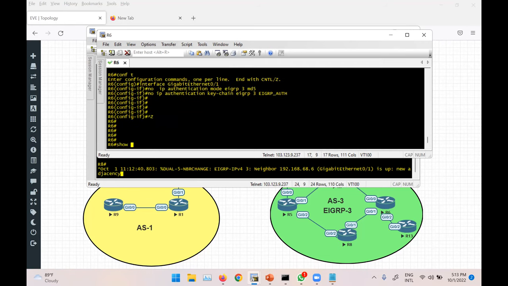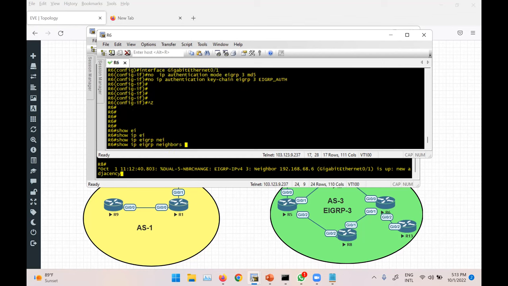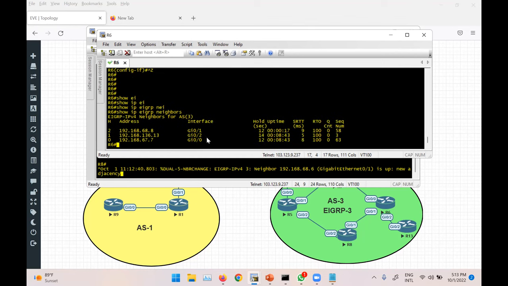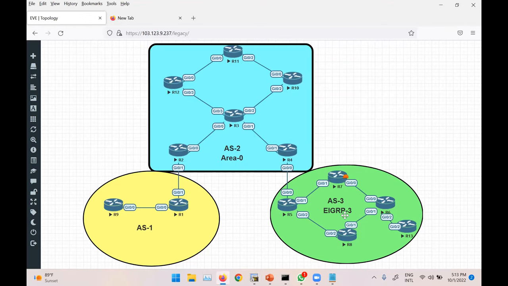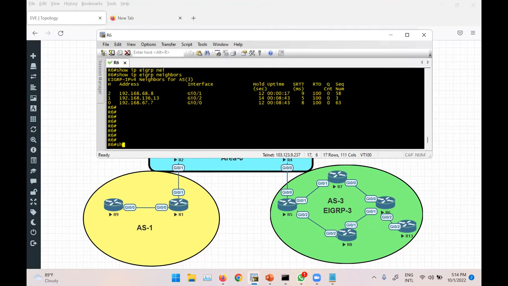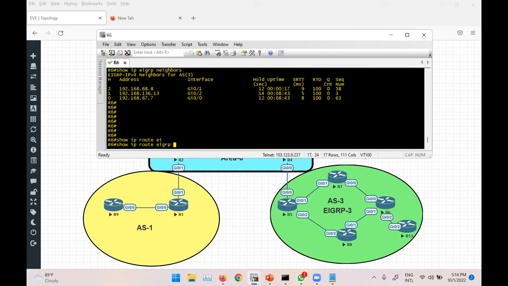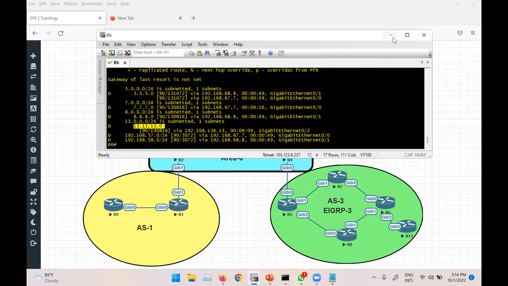So now if you see the EIGRP neighborship, show IP EIGRP neighborship, now we'll see the three neighbors. One is R13, one is R8, one is R7. That is the neighbor and it's okay right now. So what we'll have right now in R6 is four loopbacks: R5, R7, R8, R13 loopbacks. Let's check on R6. First check on R6, show IP route EIGRP. So you are getting 5, you are getting 7, you are getting 8, looks good. That means you are getting all the routes from your EIGRP.